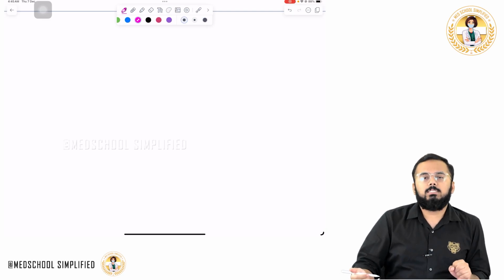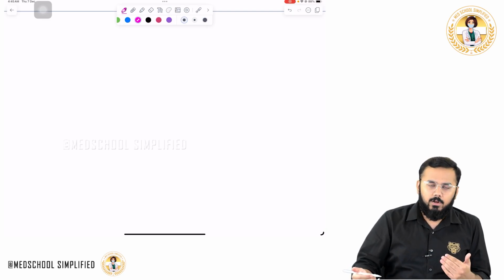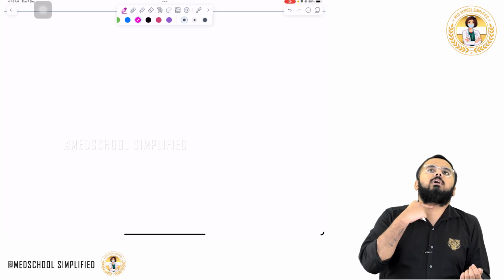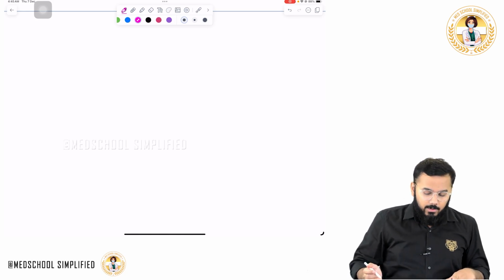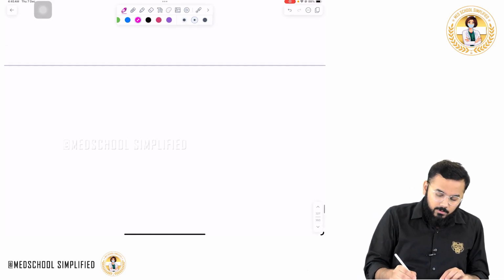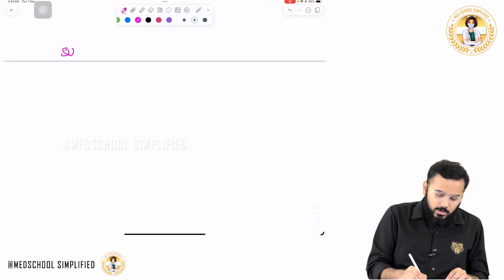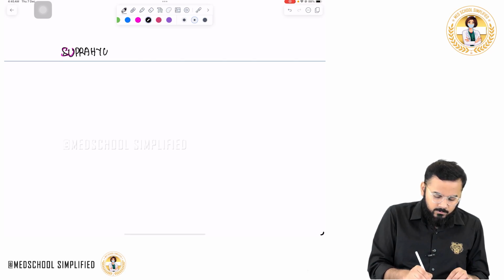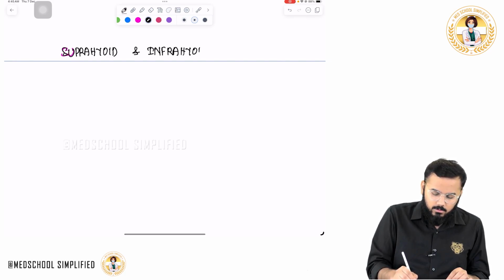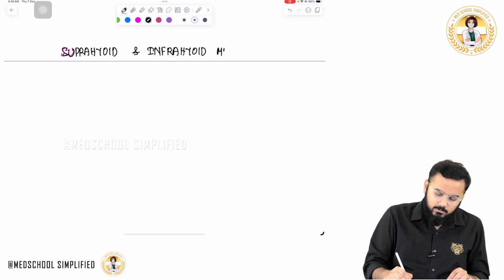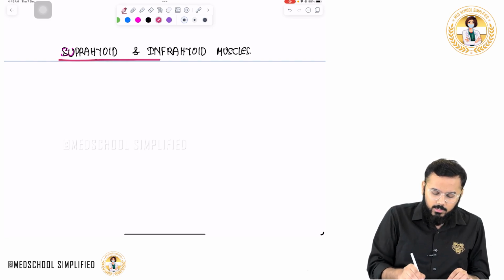Hello guys, so now we shall be discussing the suprahyoid and infrahyoid muscles, which means this is the hyoid bone. What are the muscles that are located above the hyoid bone and what are the muscles that are located below your hyoid bone? So the topic of discussion would be suprahyoid and infrahyoid muscles. So first we shall draw the picture and then we shall list out the different suprahyoid and infrahyoid muscles.